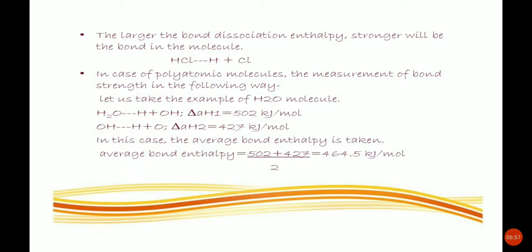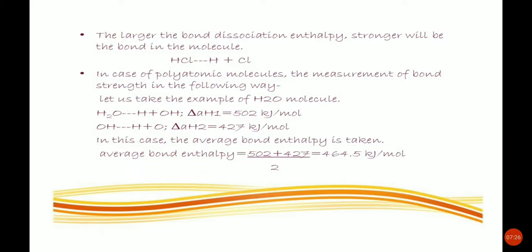That means that bond is very strong. So the larger the bond dissociation enthalpy, the stronger the bond in the molecule. So HCl is a strong bond. So you have to break HCl into H and Cl atoms. And in case of polyatomic molecules, that means more than two atoms, in a molecule, more than two atoms are there. It is known as polyatomic molecules.